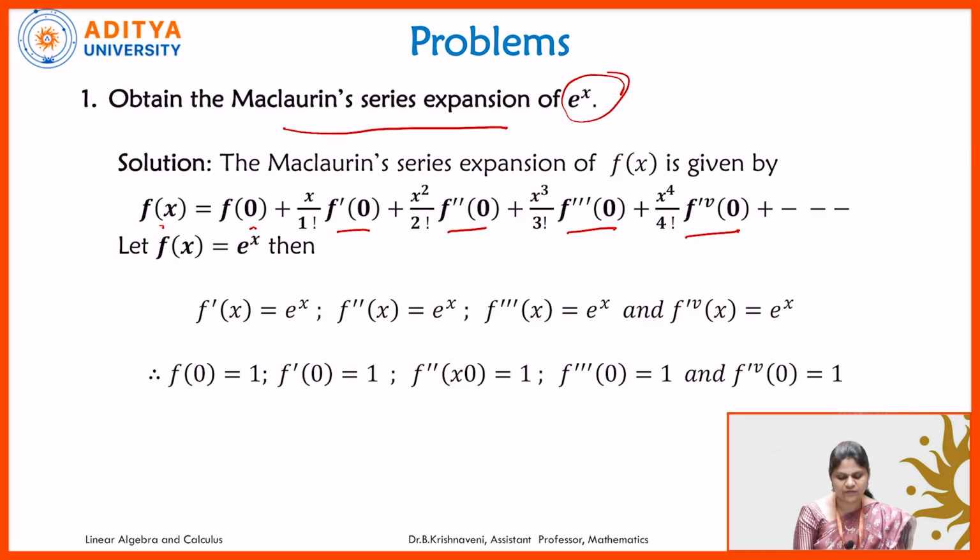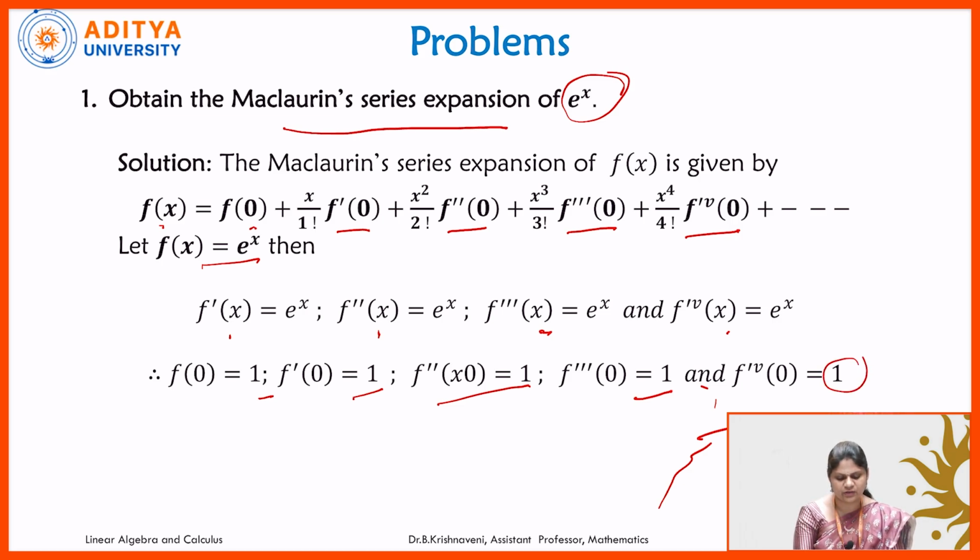So here, given f of x is e power x, f dash x is e power x, f double dash is e power x, f triple dash is e power x, and the fourth derivative of f of x is also e power x. So now substituting x is equal to 0 in each function, we get f of 0, f dash 0, f double dash 0, f triple dash 0, and the fourth derivative at 0, all equal to 1.